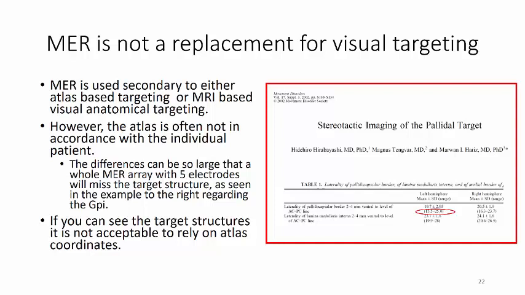However, the atlas is often not in accordance with the individual patient, and the differences can be so large that a whole microelectrode array with 5 electrodes will miss the target structure, as seen in the example to the right regarding the GPI. And if you can see the target structures, it is not acceptable to rely on atlas coordinates.